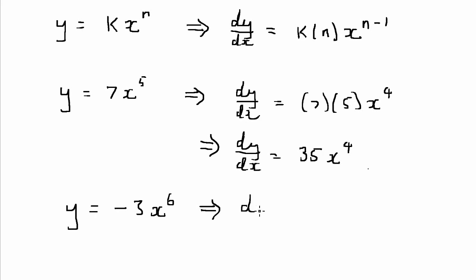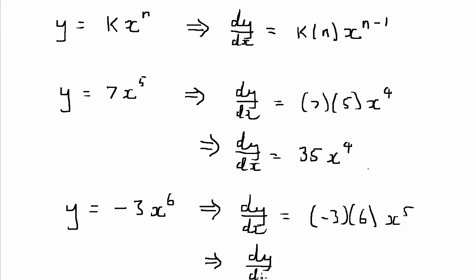This suggests then, using the rule, the gradient function dy/dx is negative 3 times 6 times x to the 5. So what is negative 3 times 6? It's negative 18. And we get negative 18 x to the 5.